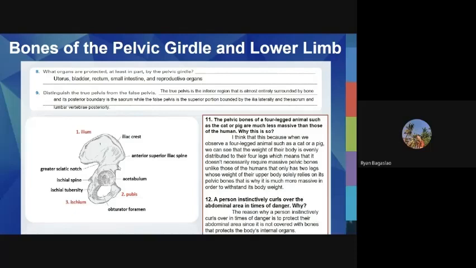And for the last number, a person instinctively curls over the abdominal area in times of danger. Why? The reason a person instinctively curls over in times of danger is in order to protect the abdominal area, since the abdominal area is not covered by the bones, which protect the body's internal organs. Thank you very much.